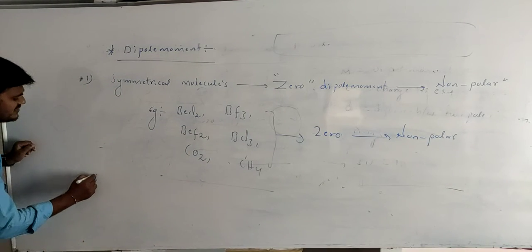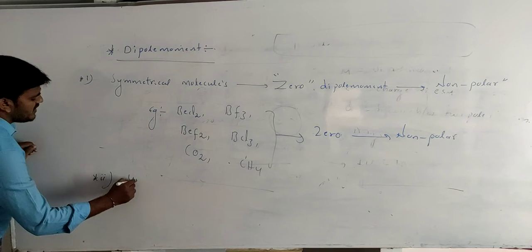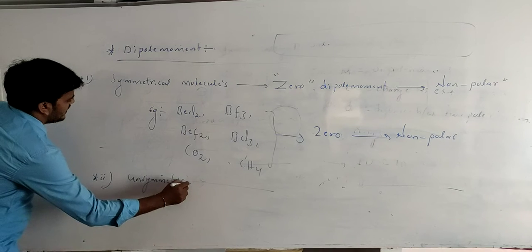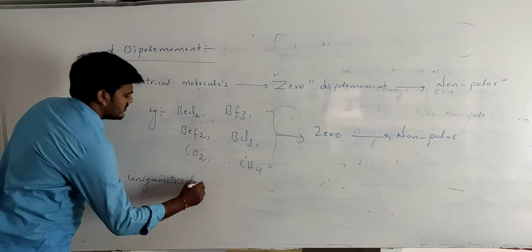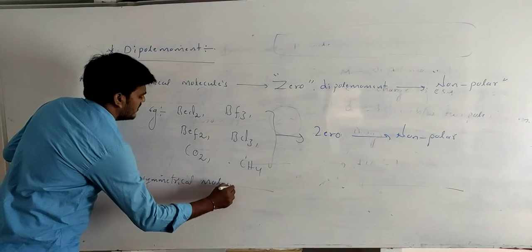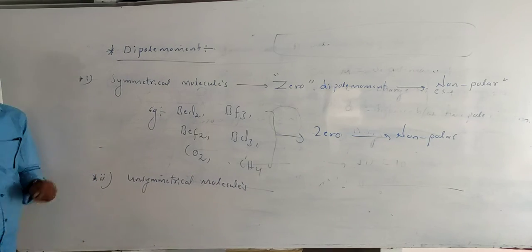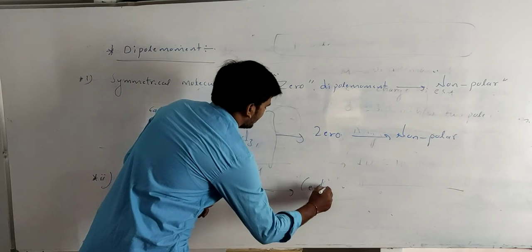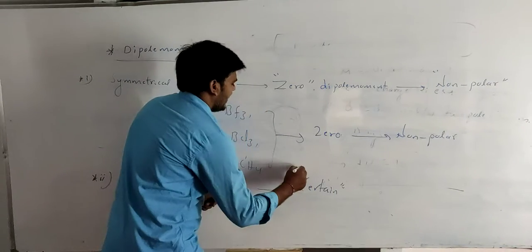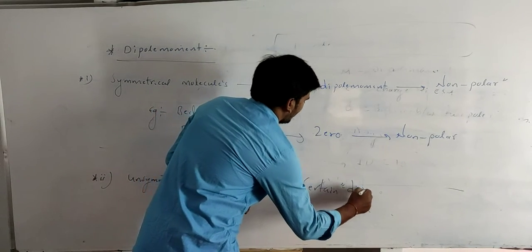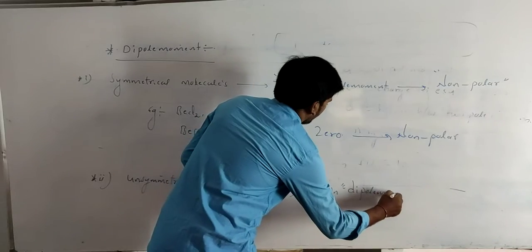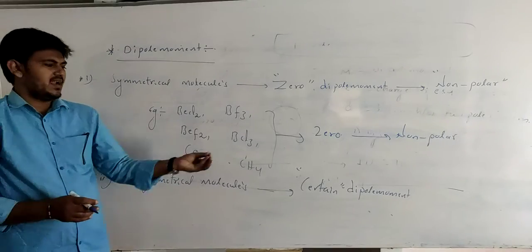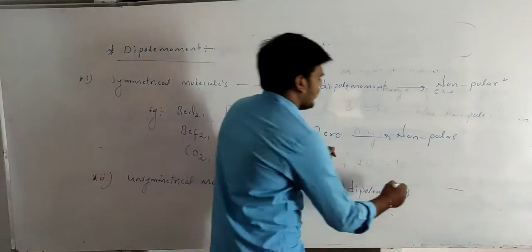Second one, unsymmetrical molecules. That means distorted structure compounds. So unsymmetrical molecules have a certain dipole moment, that means a value like 1, 2, or 0.5. So they are polar molecules.